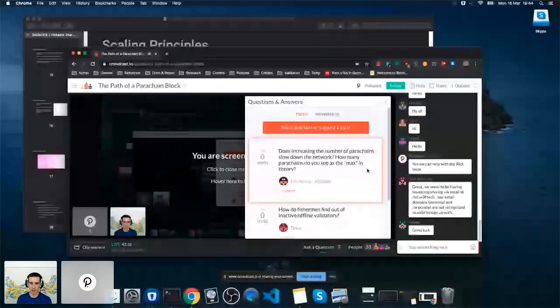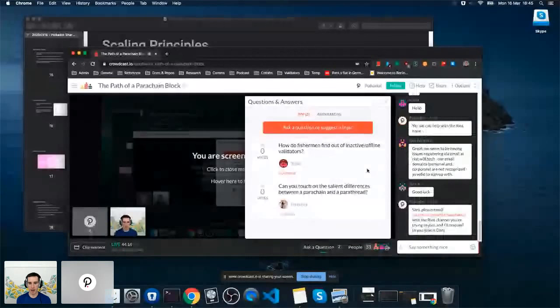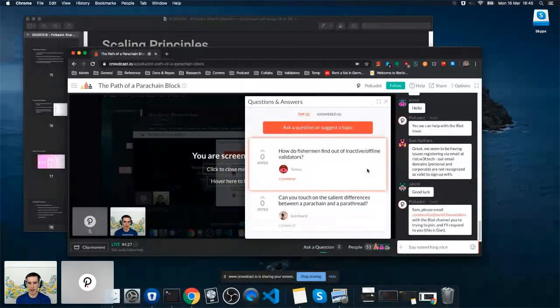You can probably be in a cluster that is your group of interaction. How do fishermen find out about inactive or offline validators? Right now we use this heartbeat system where validators are either online by producing blocks, or they just send a heartbeat that says, "Hey, I'm here." We're going to move into more of a challenge-response type thing where you can ping somebody and demand a response from them. I don't know exactly how that looks right now though.